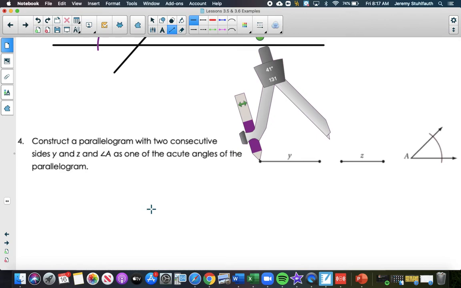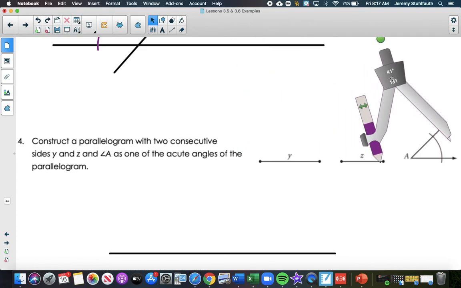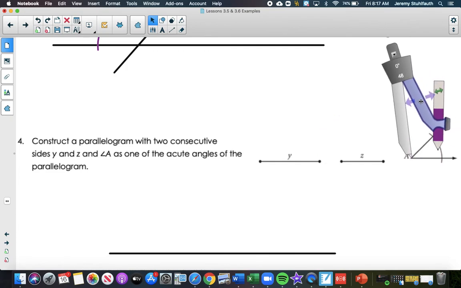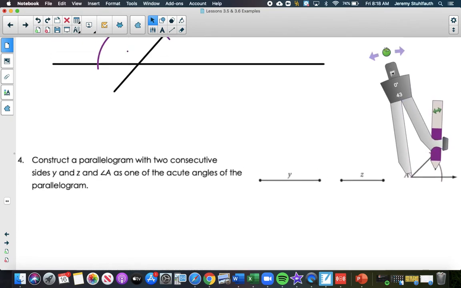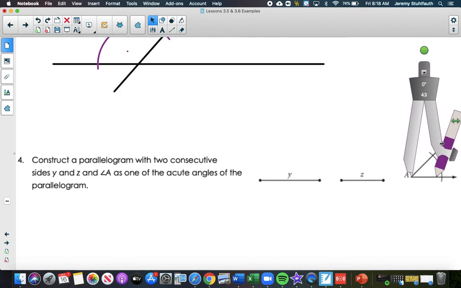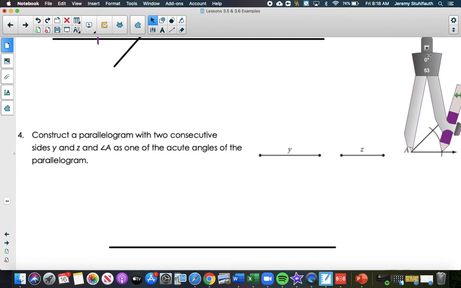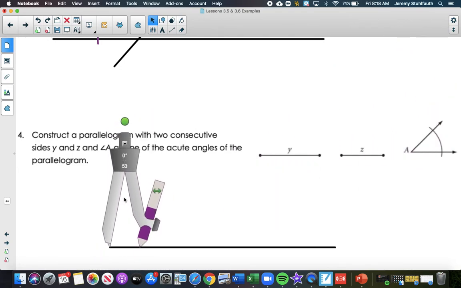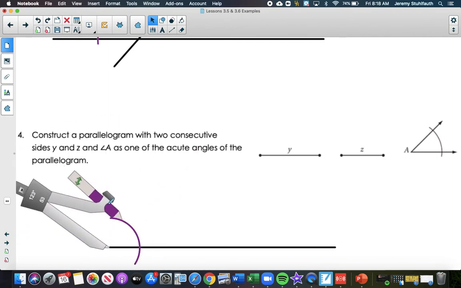So the first thing that we're going to do is create this angle. We're going to take our compass and adjust it so that our compass matches up with this angle that we have. So here we go. We adjust this right there, and then we're going to draw in that arc on the ray that we just drew. So we draw our arc.